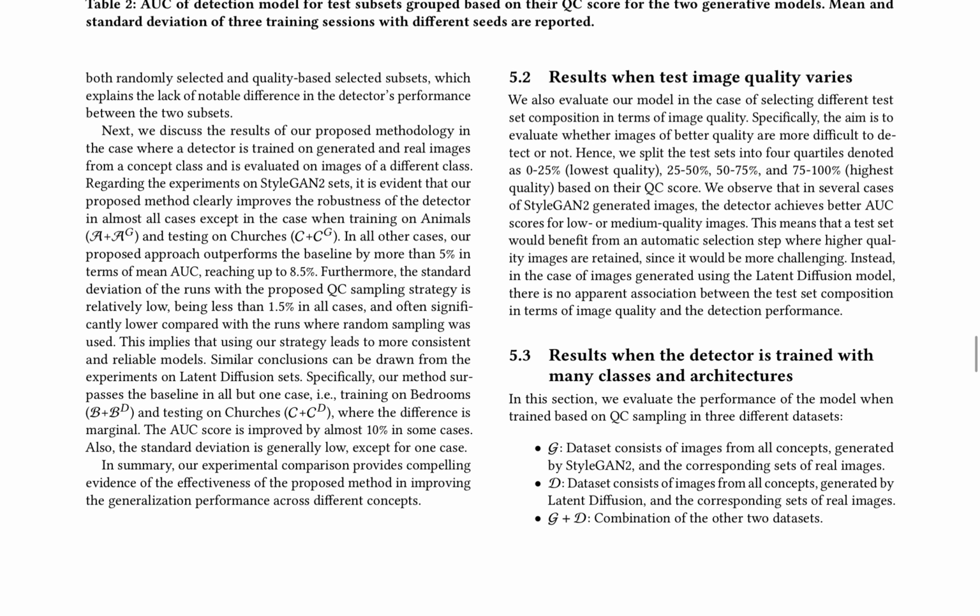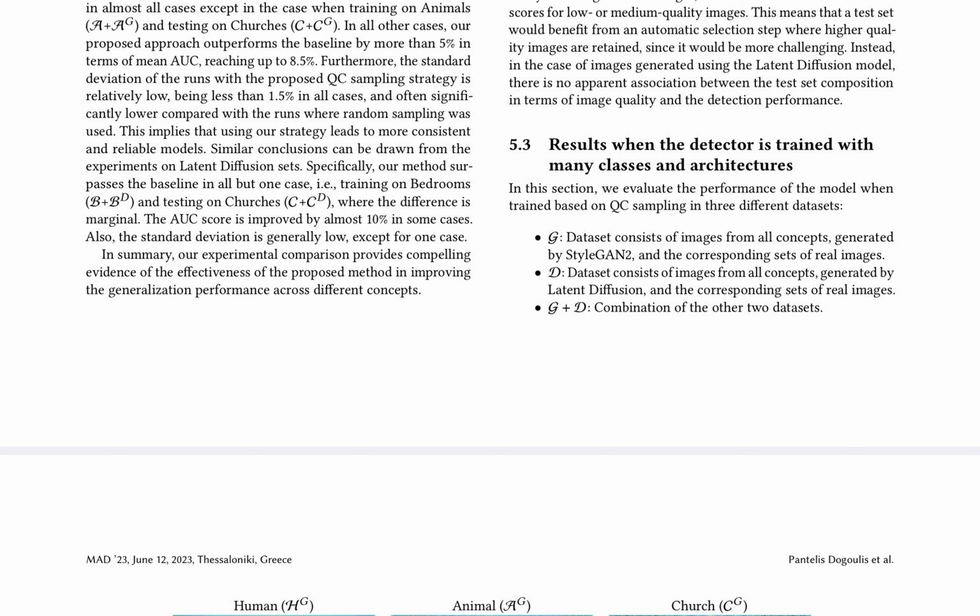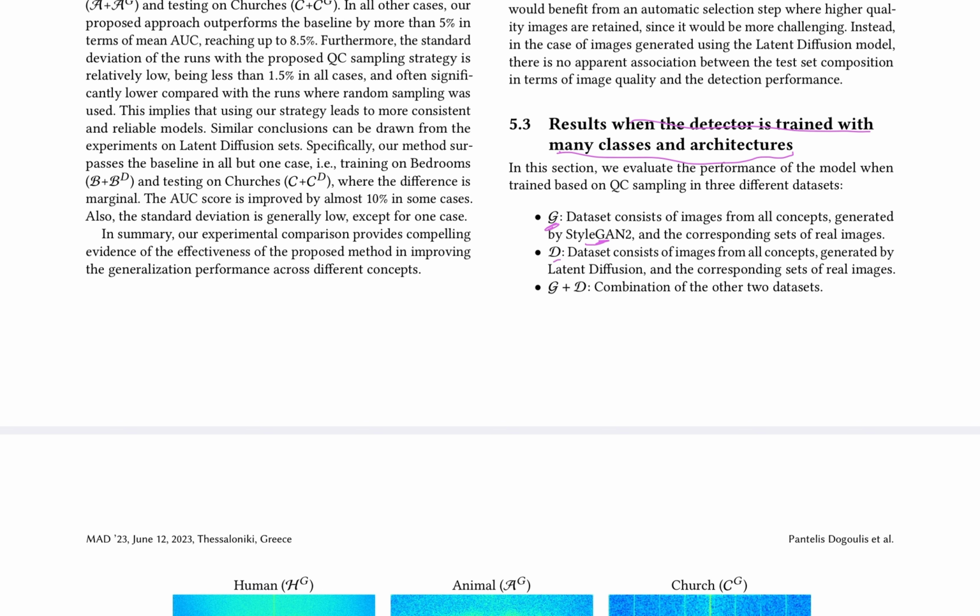I would jump ahead. Results when the detector is trained with many classes and architectures. G is the dataset that consists of images from all concepts generated by StyleGAN2 and the corresponding set of real images. D is the dataset that consists of images from all concepts generated by the latent diffusion and the corresponding set of real images. G plus D is the combination of the 2 datasets.